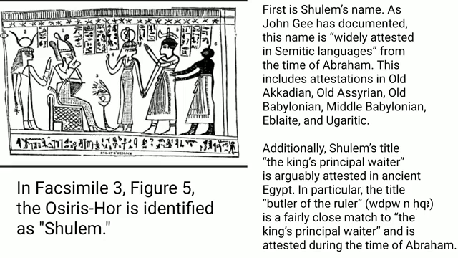First, Shulem's name. As John Gee has documented, this name is widely attested in Semitic languages from the time of Abraham. This includes attestations in Old Akkadian, Old Assyrian, Old Babylonian, Middle Babylonian, Eblaite, and Ugaritic. Additionally, Shulem's title, the king's principal waiter, is arguably attested in ancient Egypt. In particular, the title "butler of the ruler" is a fairly close match to the king's principal waiter and is attested during the time of Abraham.